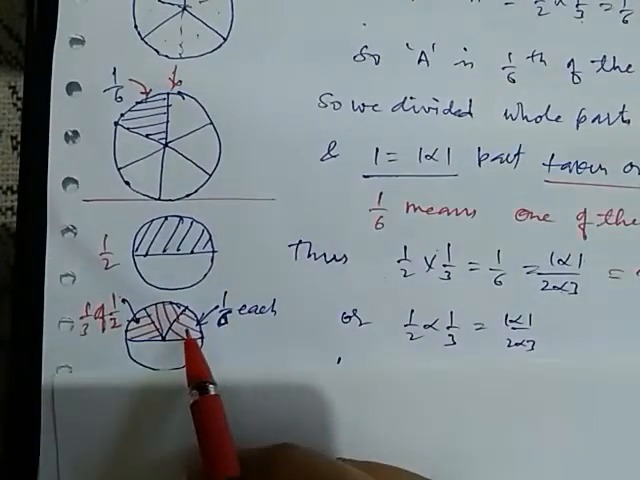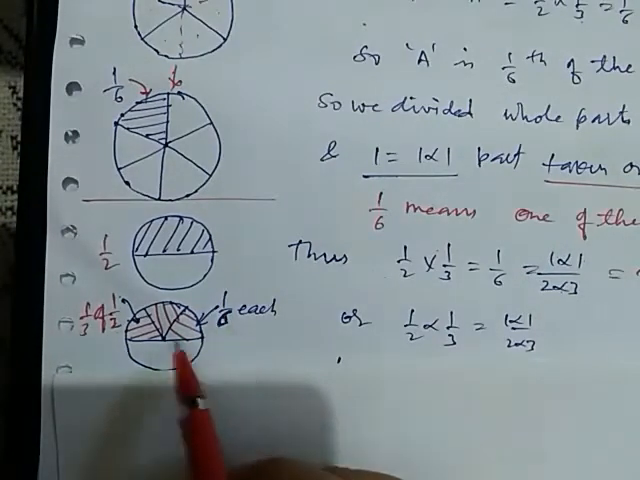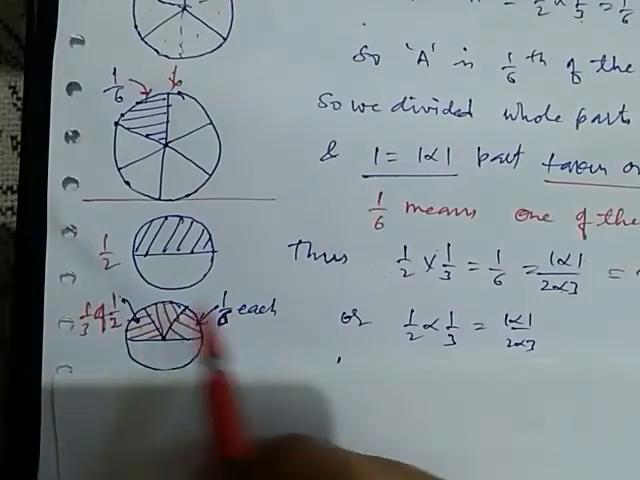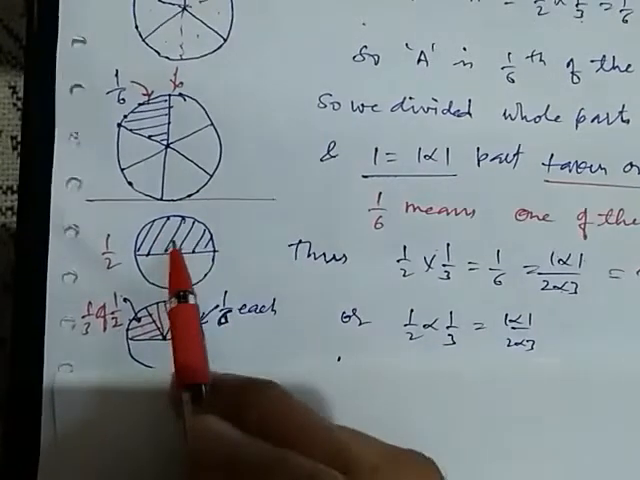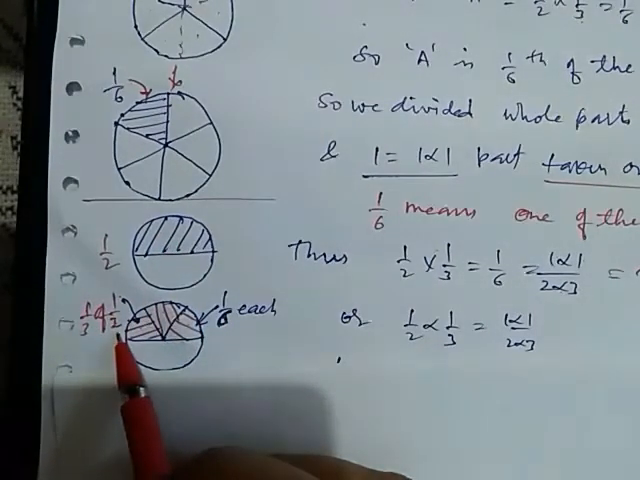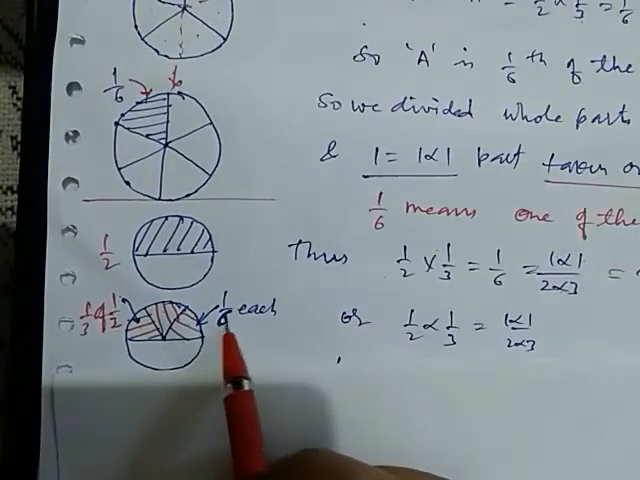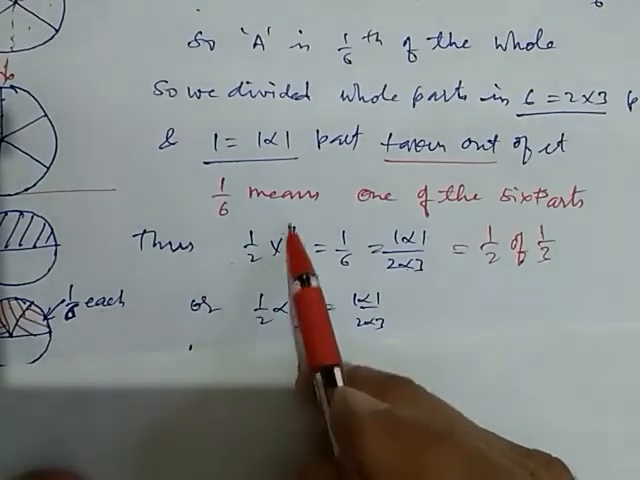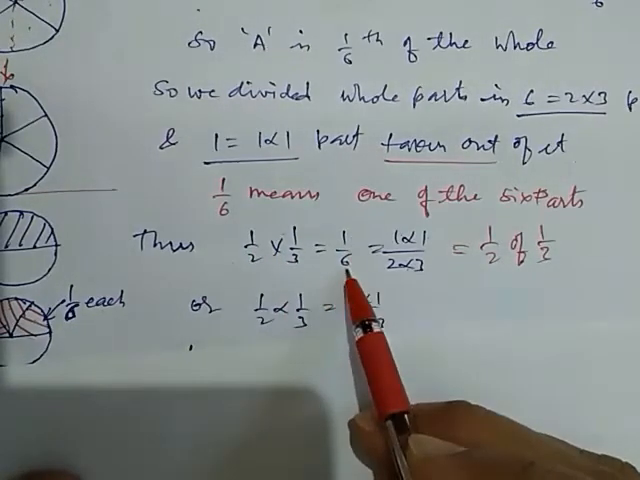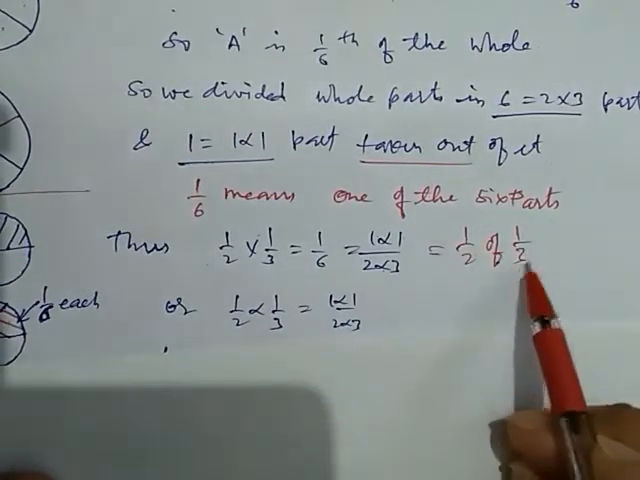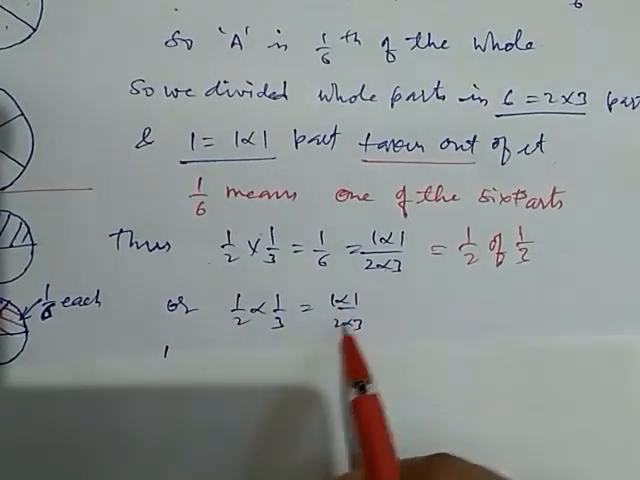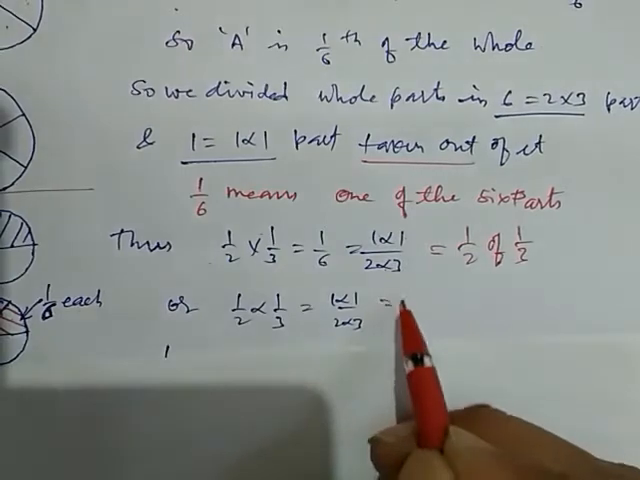So 1 by 6. This one shaded part is how much? 1/6. 1/6 each. So all the 3 parts are 1/6, 1/6, 1/6. How do they become that? We take the half part and take 1/3 of half, and 1/3 of half becomes 1/6 each. So when we consider 1 by 2 into 1 by 3, that is 1 by 6. This is half of 1 by 3, or 1 by 2 into 1 by 3 is directly written as 1 into 1 upon 2 into 3. That is 1 by 6.